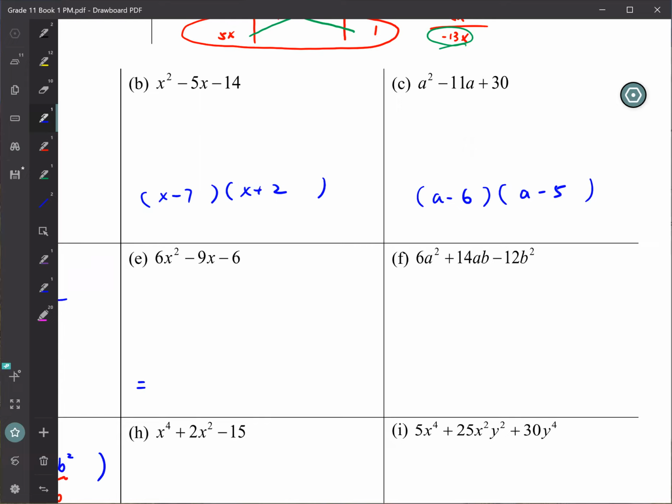Oh, I got it. Yeah, what is it? I got bracket 3, brackets 2x plus 1, bracket x minus 2. Okay, x minus 2. Good. So this one has a GCF to take out, right?